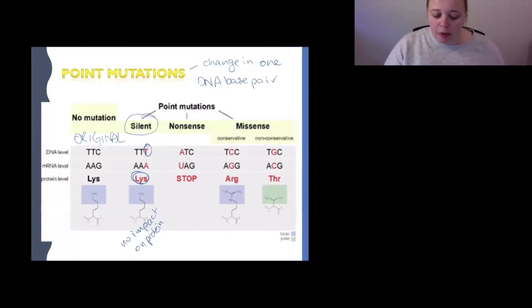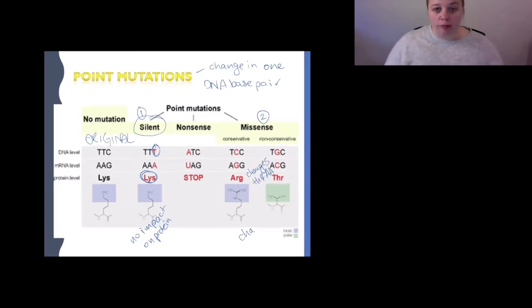The next type of mutation, I'm actually going to jump to the far right. I'm going to talk about these guys. So that's 1 is silent, 2 is missense. So missense is when you change a base and it changes the amino acid that it codes for. So you can see here that when this middle base changed to a C in the DNA, it changed the mRNA, and that there changed the amino acid.